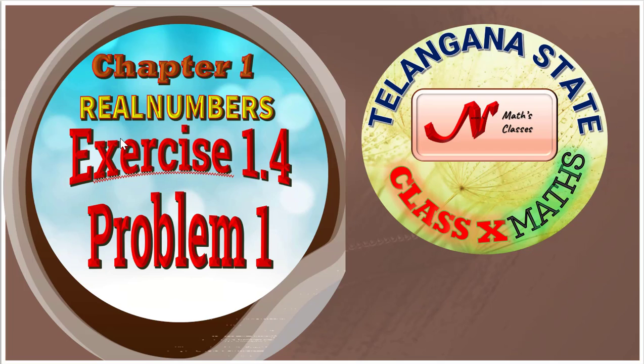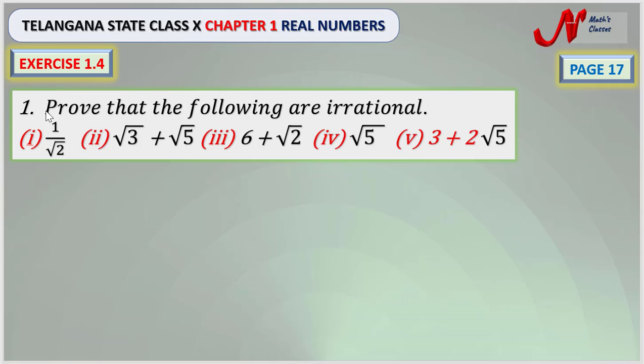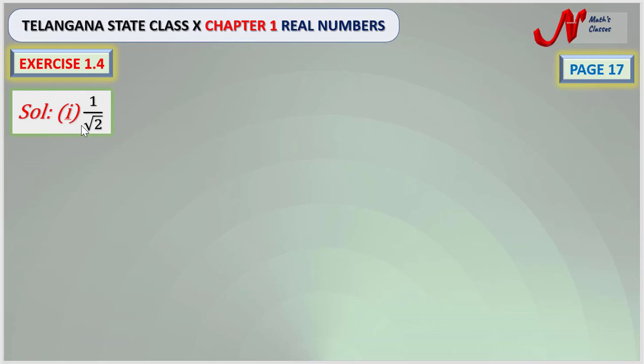In this class, we solve the problems of exercise 1.4. First problem. In the first problem, it is given: prove that the following are irrational. So there are 5 bits given. We have to prove these are irrational numbers. So first we solve the first bit.